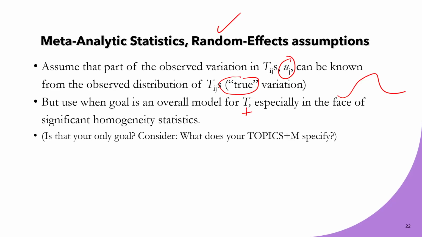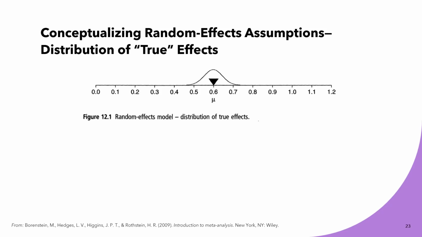What does your topics plus M definition specify? Especially focusing on M here, because you probably have some operator expectations. So, back to conceptualizing how these things look. You've got a distribution of true effects around a grand mean. So when you're going to random effects assumption, you're thinking about that mean as more like a mean of means, a meta-mean.